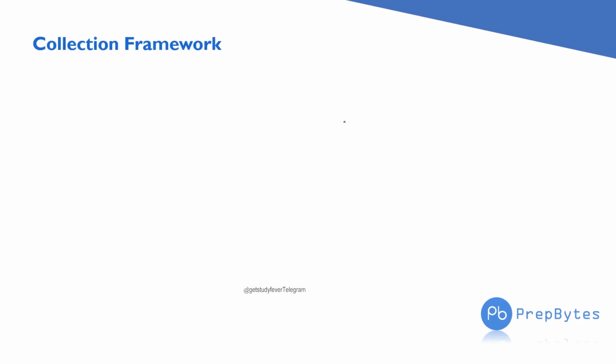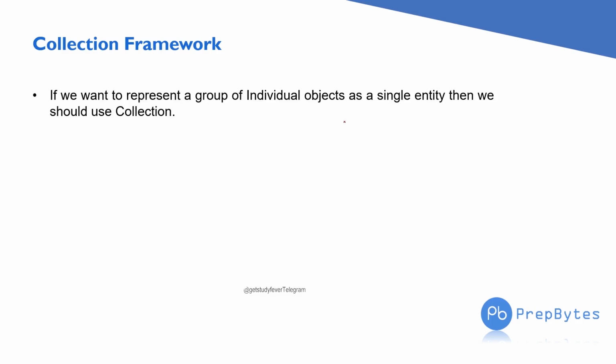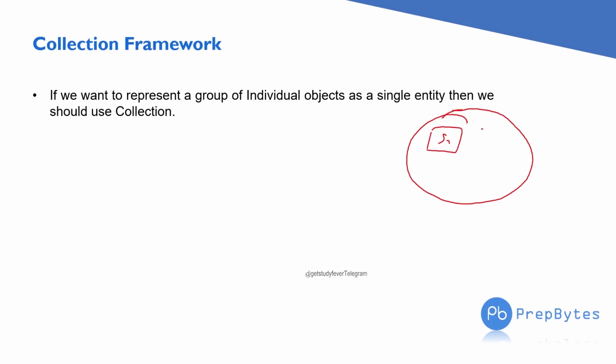Now let's see what a collection is. If we want to represent a group of individual objects as a single entity, then we should use a collection. So if this is my collection, it will simply contain a group of individual objects. For this purpose we will use a collection. If there are many objects that we want to store, they can be heterogeneous or homogeneous also. In that case we will use a collection.